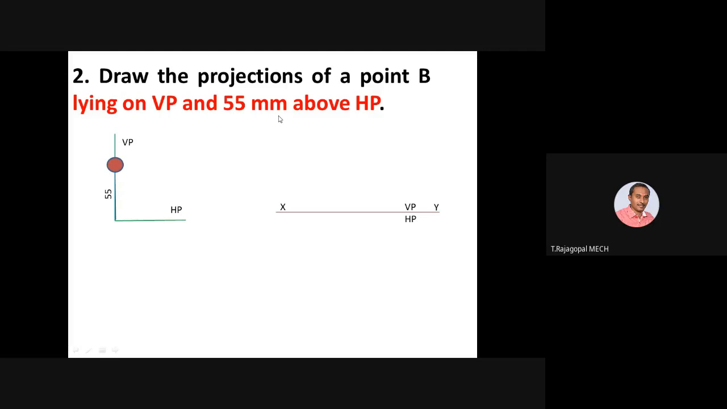If you see the top view, it is on the VP. You may not find any distance like in front of or behind. There is no data because it is lying on VP. If you see the front view, you can clearly see it is 55 mm above, which means you can draw a point A dash. Here it is point B dash, 55 mm above the XY reference line. It is above the XY reference line. It is front view as B dash, 55 mm above.